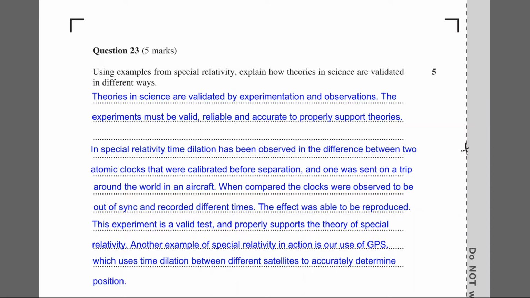Now that's a silly example and no one would really do that, but there are other examples in science where that does come into play, such as the Michelson-Morley experiment, which you might know about. A reliable experiment is one which produces reproducible results.